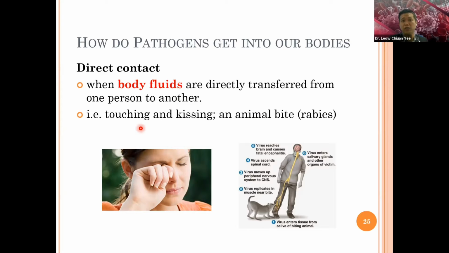For example, touching, also maybe kissing, or animal bites like rabies. You know, rabies from infected wild dogs: once they bite the victims, the viruses go through the circulatory system of the body and travel to the whole body, until the brain. All right.